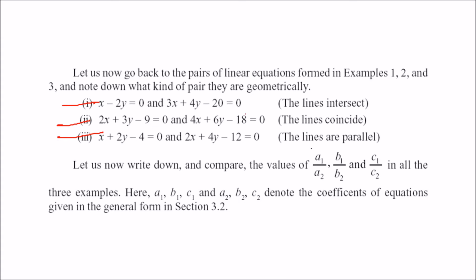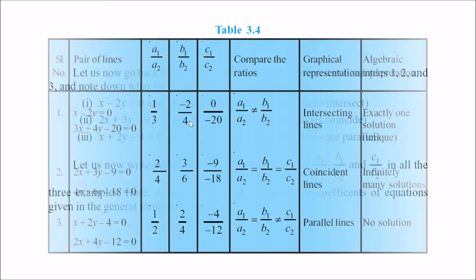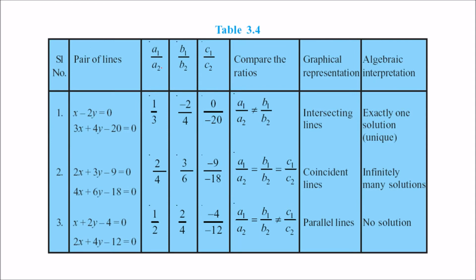So how to get this idea in one glimpse? Is there any way? Yes, we do have. If this is the equation, A1, B1, C1, A2, B2, C2 will be this. Now, just take this table. We have taken these three ratios: A1 by A2, B1 by B2, C1 by C2. We see here that A1 by A2 is not equal to B1 by B2. So this is an intersecting pair of lines, and we have exactly one solution.